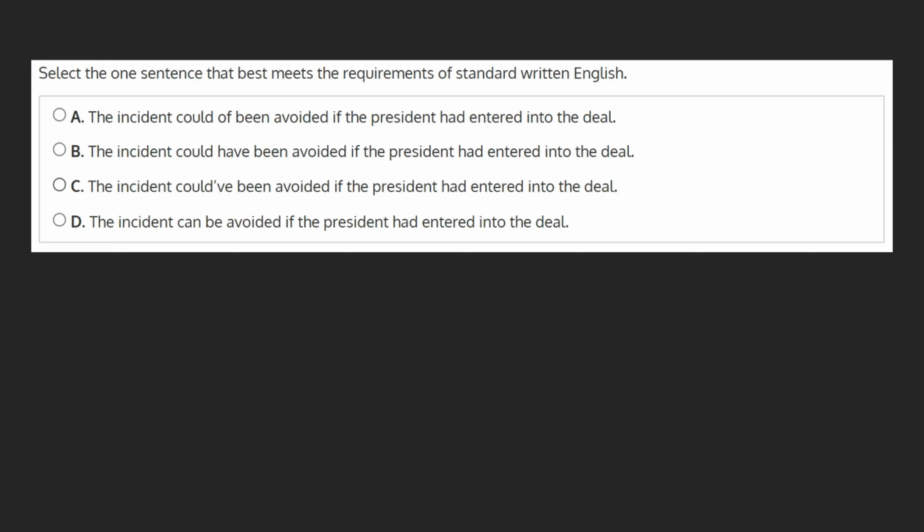Select the one sentence that best meets the requirements of standard written English. A. The incident could of been avoided if the president had entered into the deal.